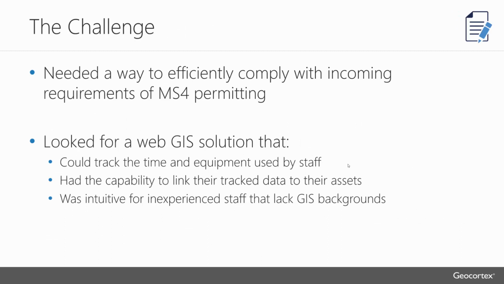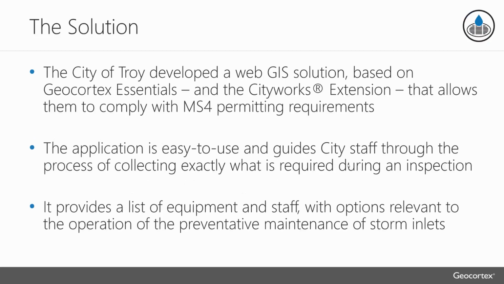Now, having to comply with incoming requirements for MS4 permitting caused the city of Troy to look for a WebGIS solution that can track the time and equipment used by staff, had the capability to link their tracked data to their assets, and was also intuitive for inexperienced staff within the field that may have lacked GIS backgrounds.